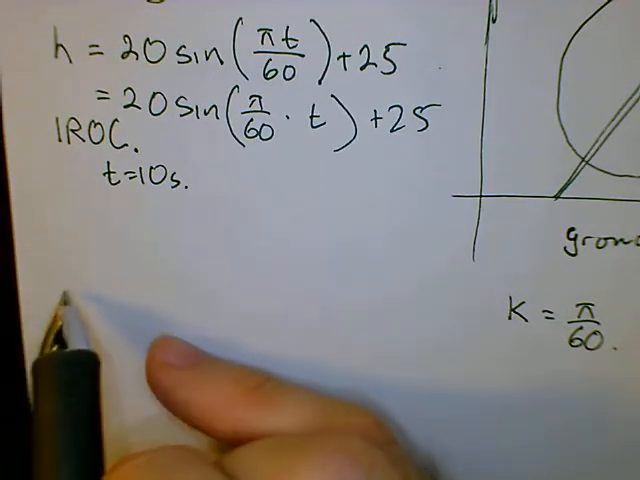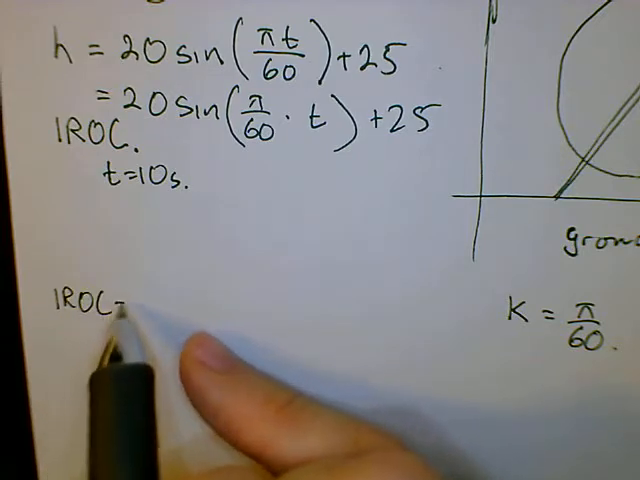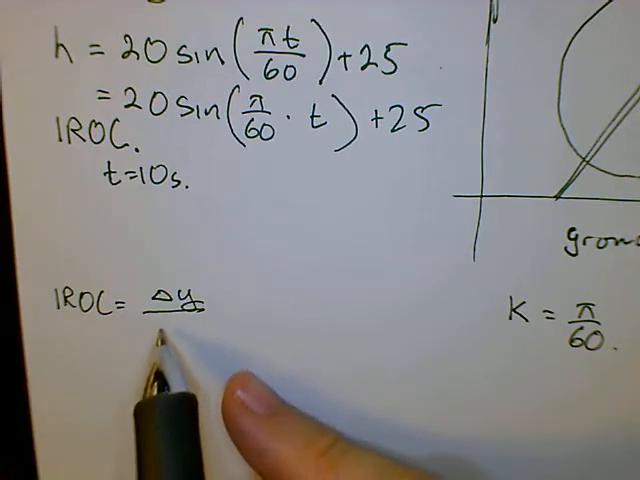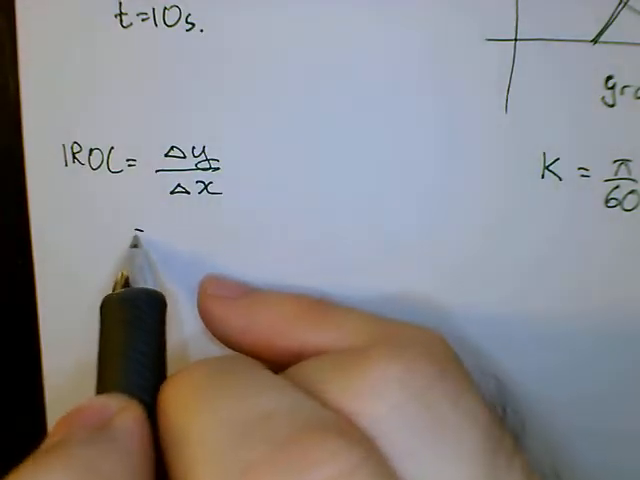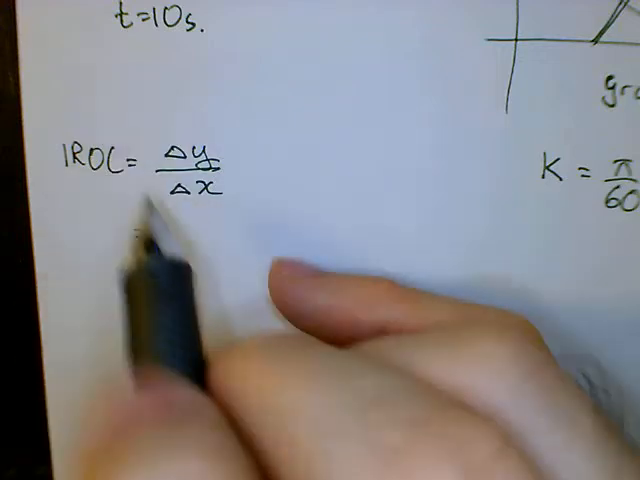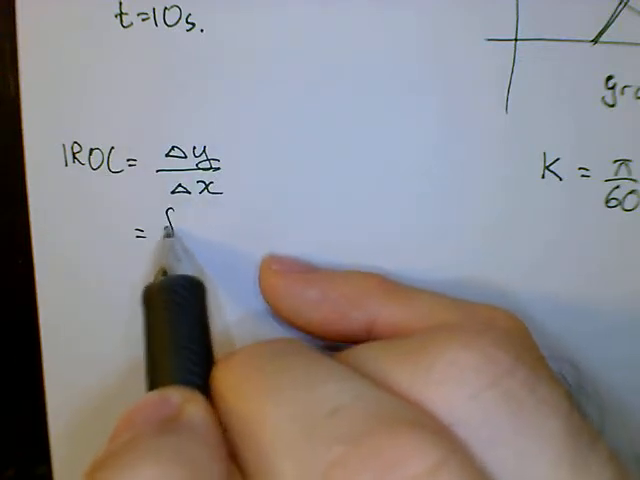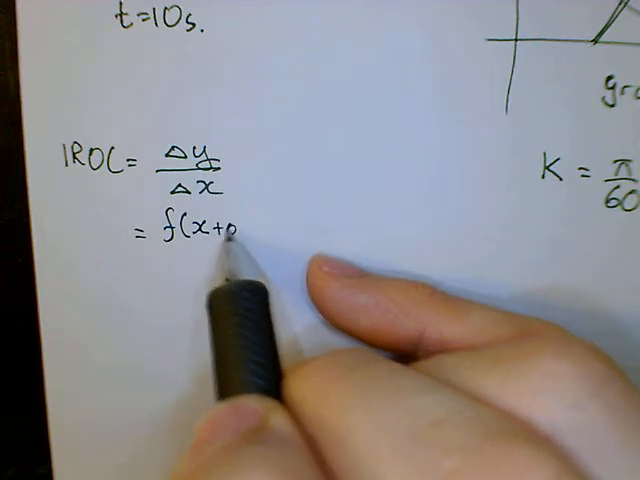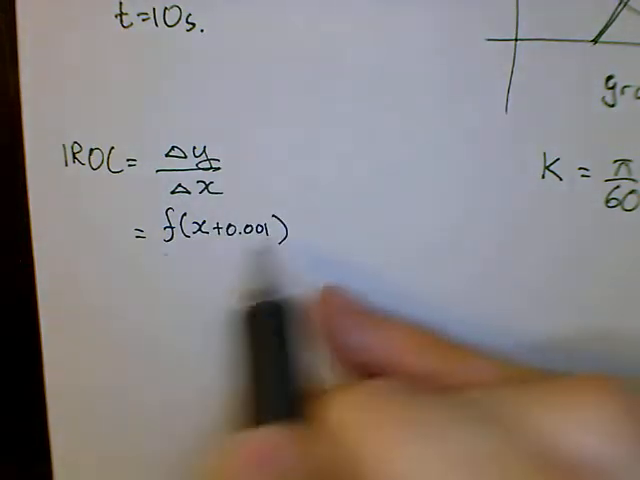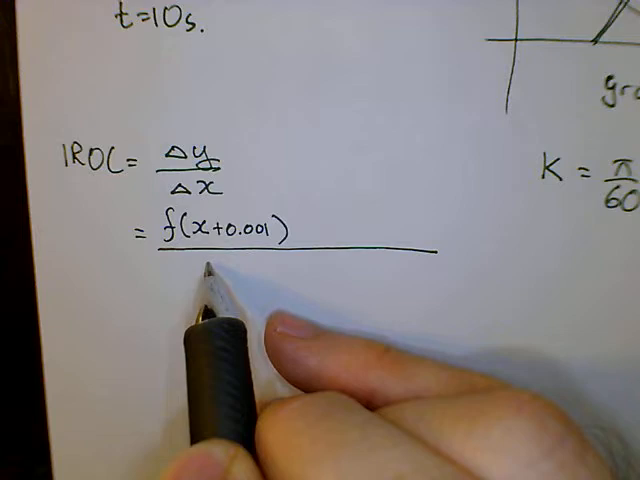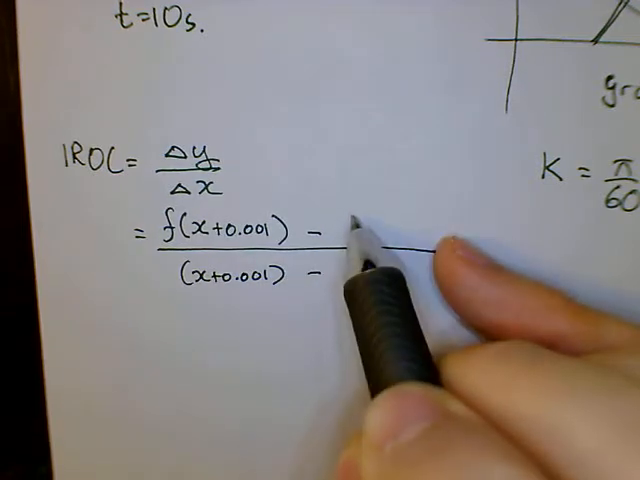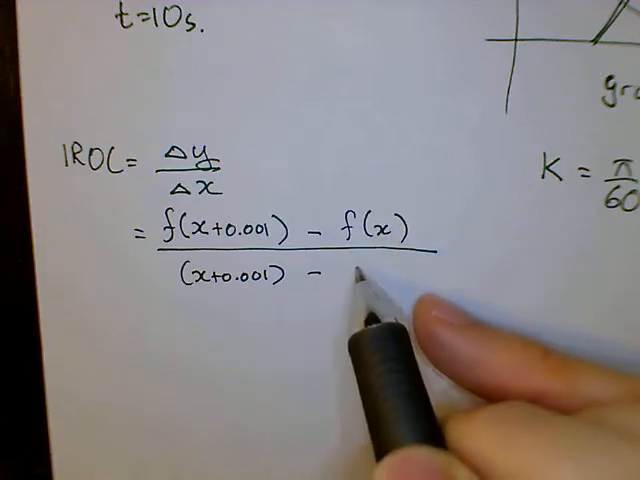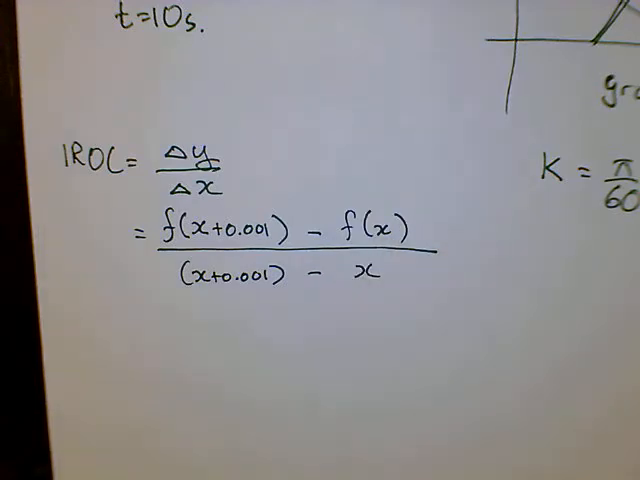What you want to do is essentially calculate the IROC, which is, as you know, the difference in the y value over the difference in the x value. You can also rewrite this as, there's so many ways textbooks do it. I think what I did was I said, what is the f of x plus that little bit over the x plus that little bit minus the y value at x, and then there's the x. The difference in y and the difference in the x.